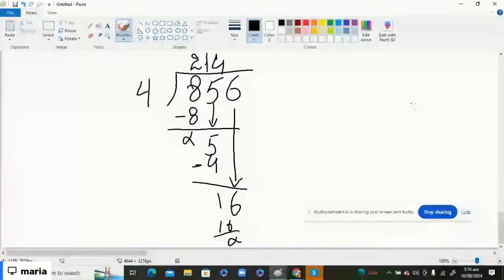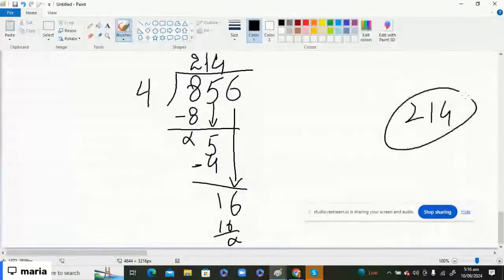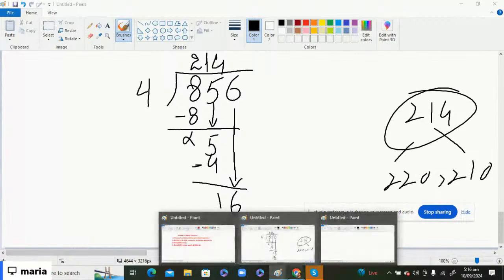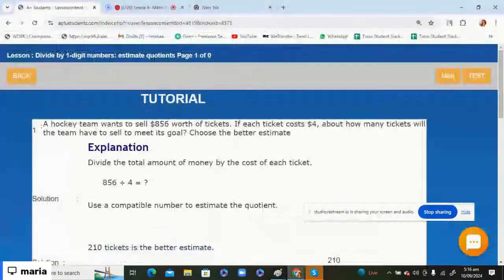This is 214. So the best estimate is 220 or 210. You guys tell me, which one is closer? 220 or 240? Yes, obviously it's 210. Okay, so 210 is the better estimate. Alright.